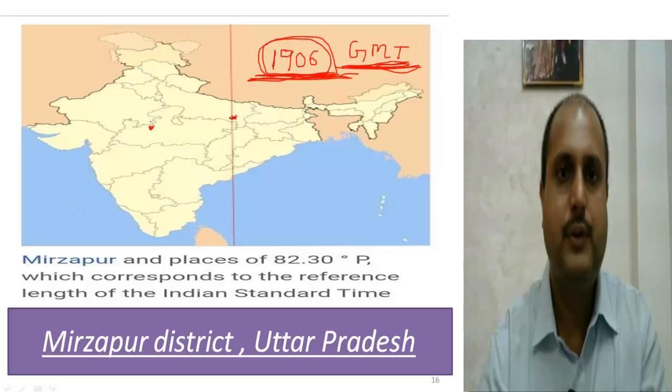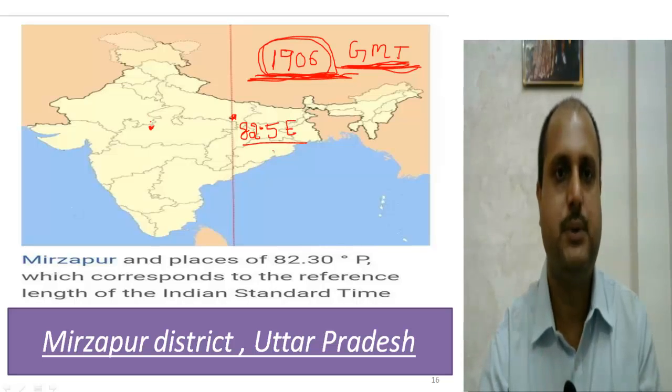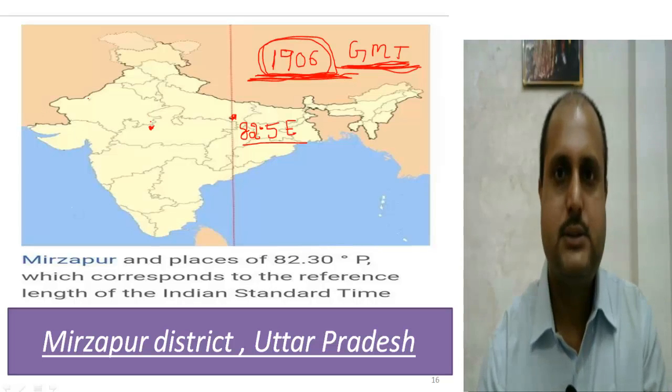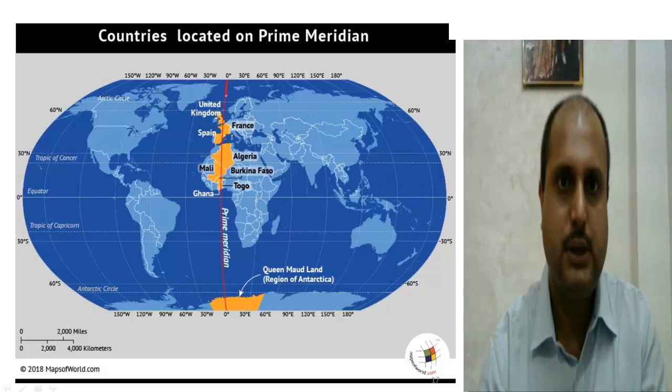So in India we have a single time zone. It is called the Mirzapur district of Uttar Pradesh. So the Mirzapur district of Uttar Pradesh is located at 82.5 degrees east of the GMT. So I hope that this concept is clear for everyone. Now this is the picture of the GMT. It crosses London, Greenwich time. It is also called the prime meridian.